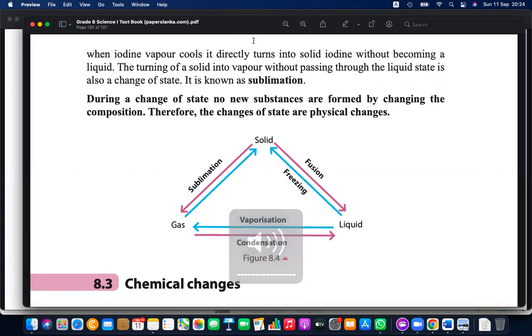I hope you can remember the scenario, right? Remember the practical. You have to cover a set of leaves using a polythene bag and keep it for some hours in sunlight. Then when you monitor this after some time, you can see water drops, condensed water. Actually, what is the process? Is it due to boiling, or is it due to some other reason?